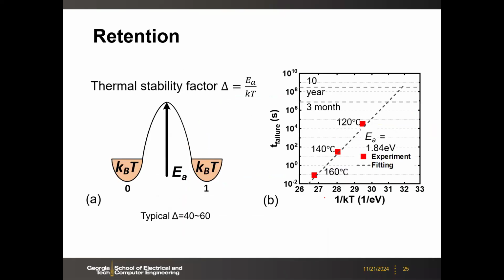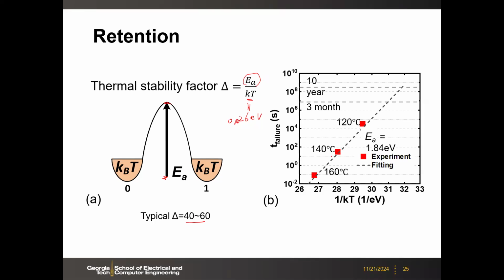So then retention, okay. The thermal stability factor delta is defined by EA over KT, basically the relative height of this barrier, because you have two states, then thermally you can jump over. So typically you want this delta to be like 40 to 60, okay? Because KT at room temperature is 0.026 electron volts, okay, 26 milli EV. So here the EA you want to be larger than like 1 EV, even more than that.